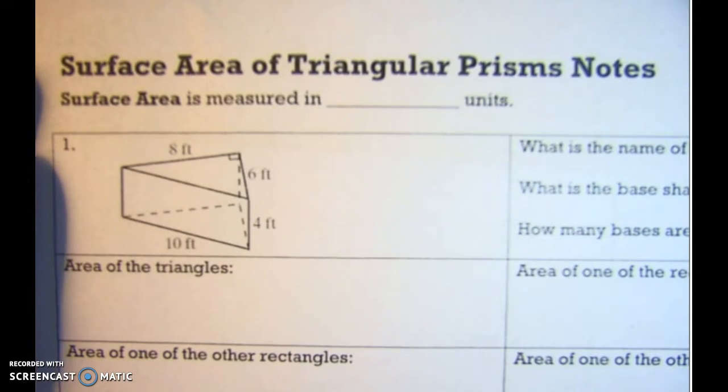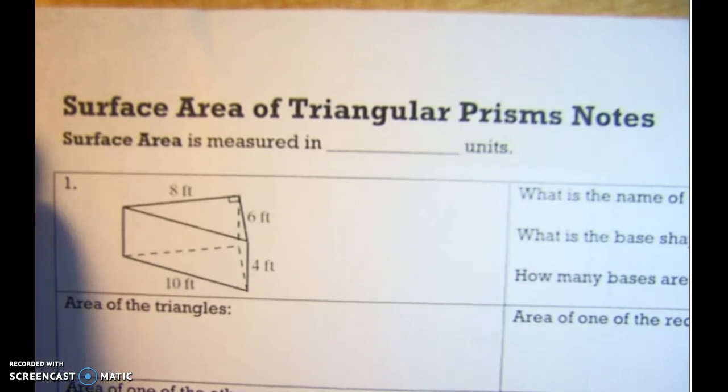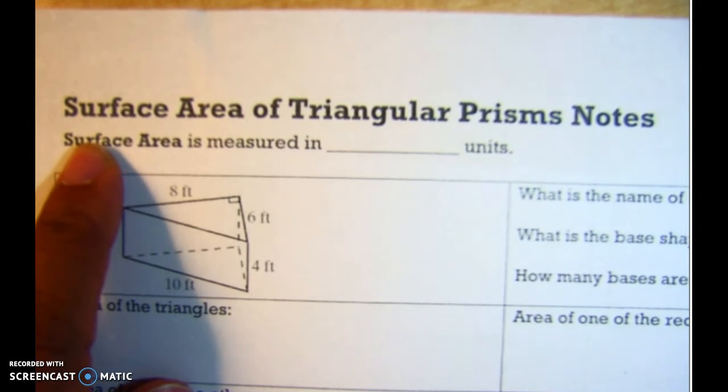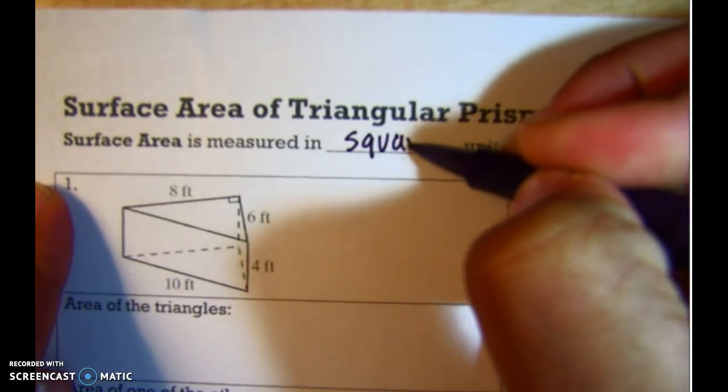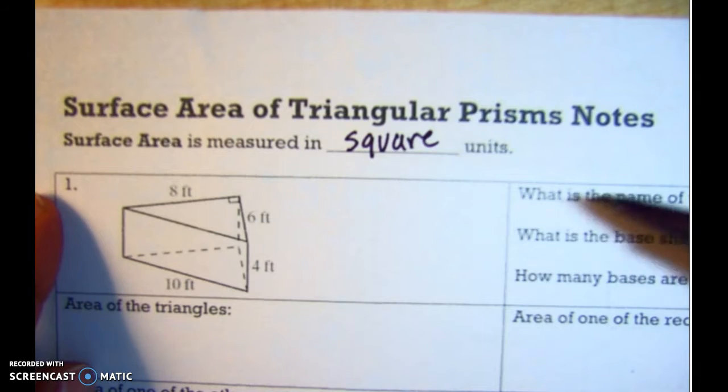Surface area of triangular prism notes. It's important to remember that surface area is measured in square units. So whatever the units are, you're going to have that little 2.